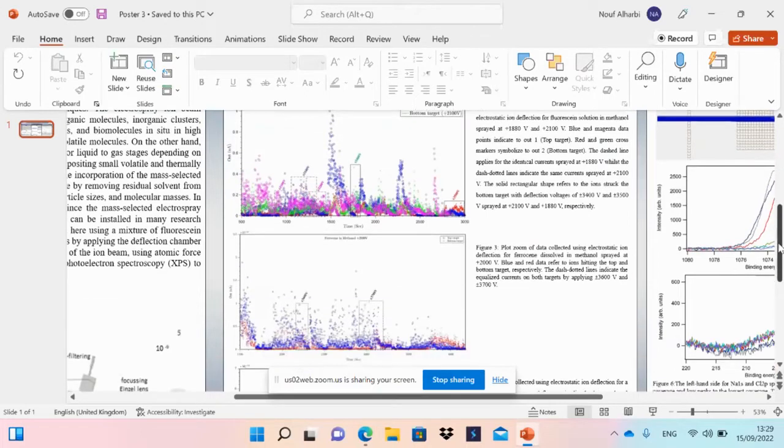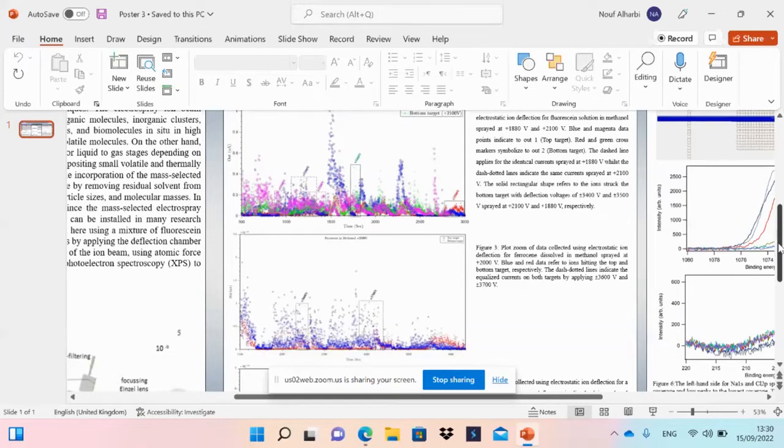In figure 3, this is the data collected by fluorescein, which is completely different from figure 2 because of the difference in molecular weight. Fluorescein has about 332 grams per mole, but fluorescence has about 186 grams per mole.